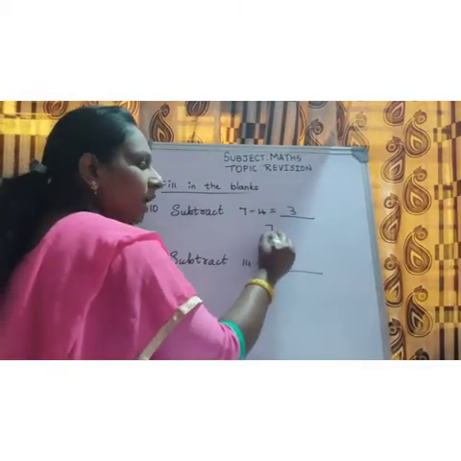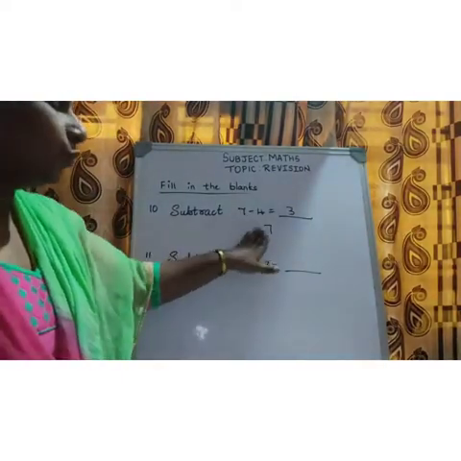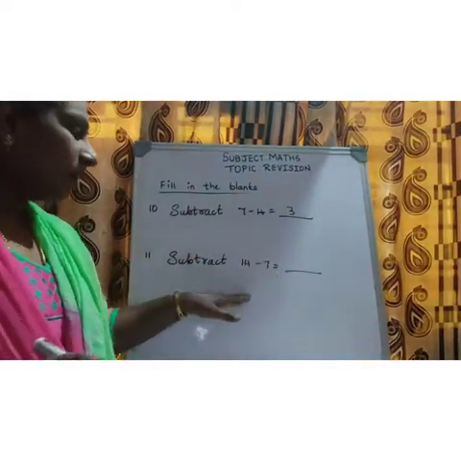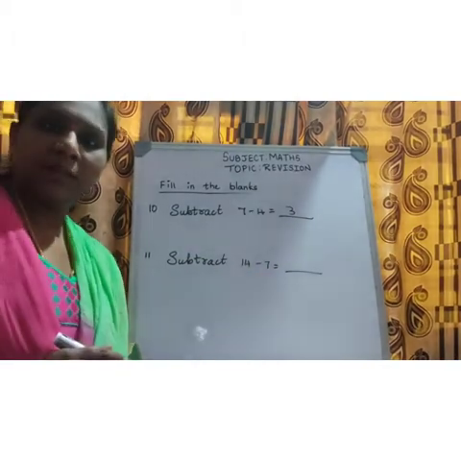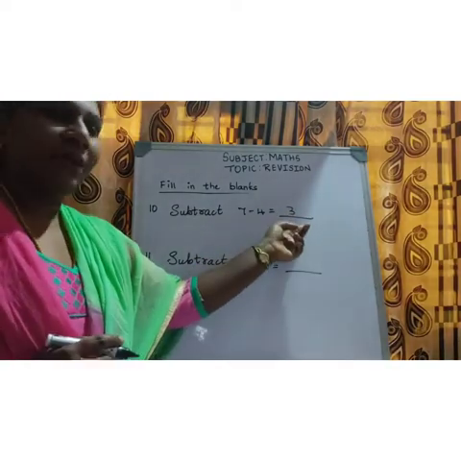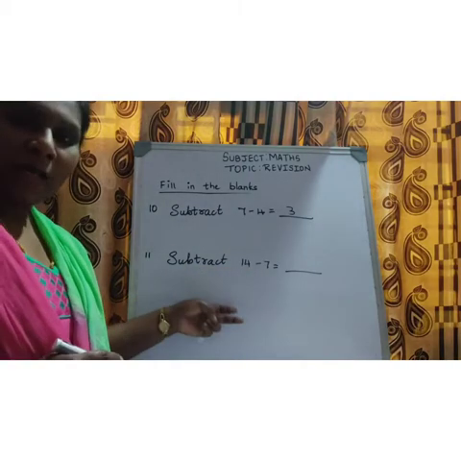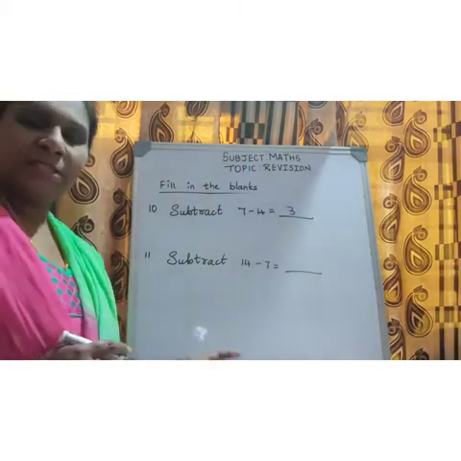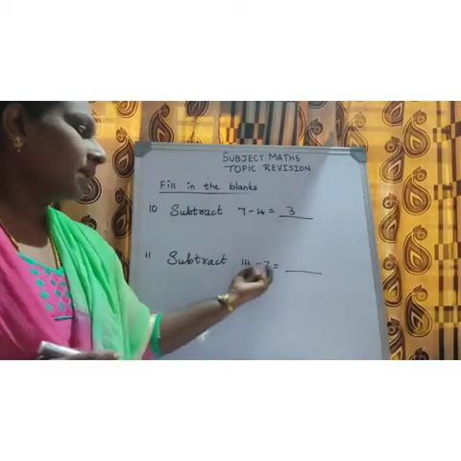Okay. So you can arrange. If it is a single digit, you can do it. And if it is a 2-digit number, then you can arrange and you can subtract and write the answer. Because it is a single digit number, directly I have written the answer. If it is a 2-digit number, just arrange them and then subtract and write the answer. So next one is subtract 14 minus 7.